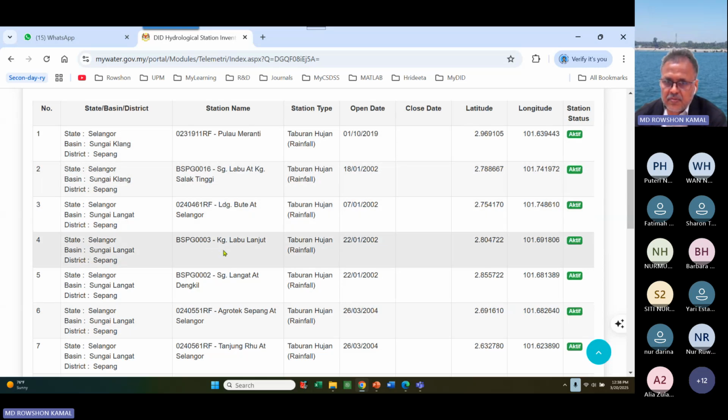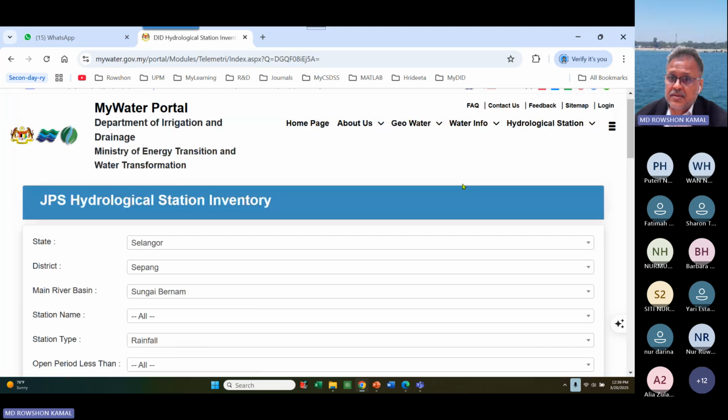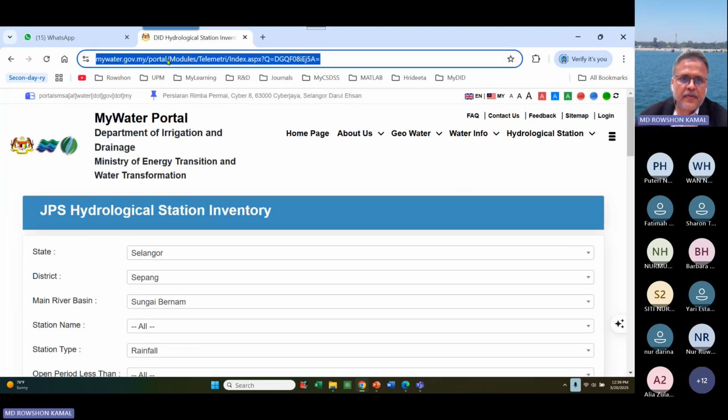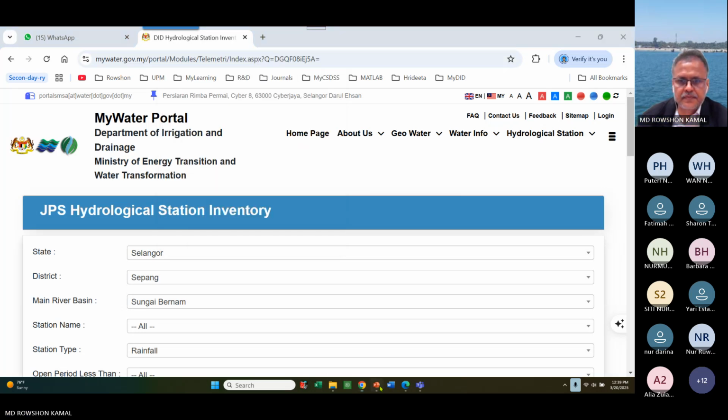So if you know the station, you can see this station started in 2002. If you need the data from 2002 or maybe 2010, then you have to mention it: I need data from here. Then you can get the data. If you request data as a student, it is free. If you request data as a businessman, you have to buy it. Okay, so this is the option.